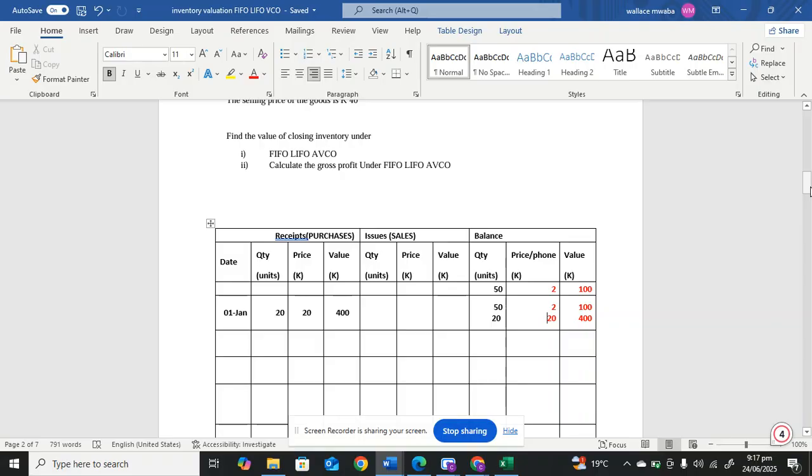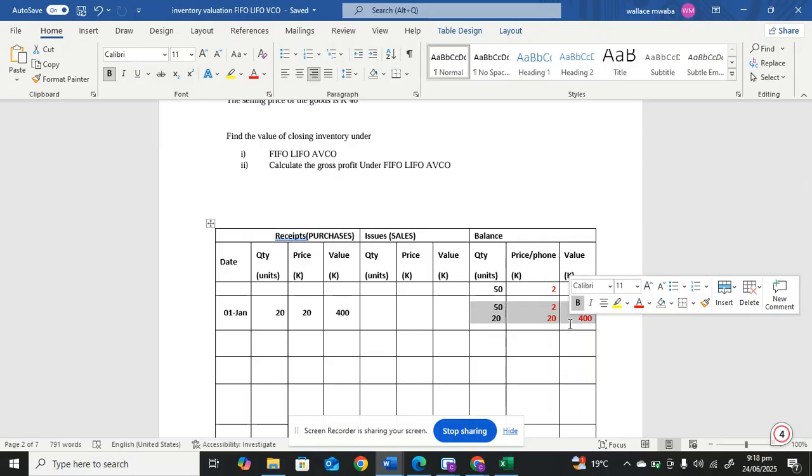You are going to see why when we do an issue. The reason why we're doing this is so that when we make a sale or an issue, we're going to know from which batch we need to remove from. You need to know from which batch you're going to remove. So that's why you need to divide them like this, and that will be illustrated whenever there's an issue or sale.